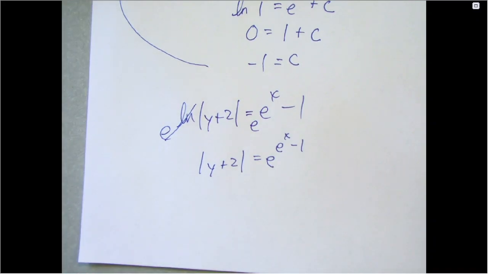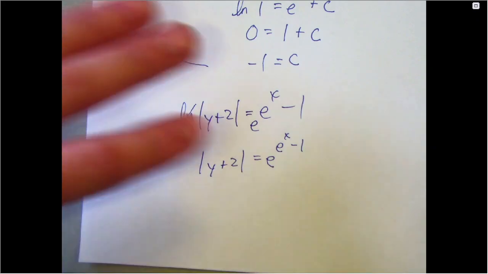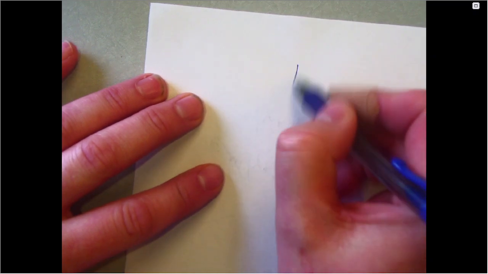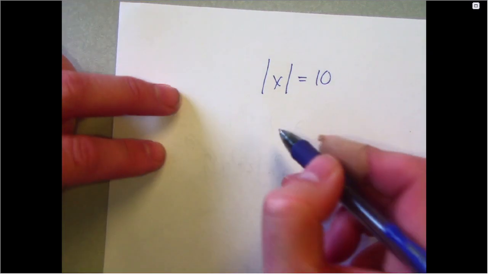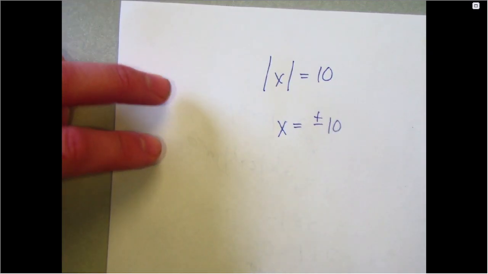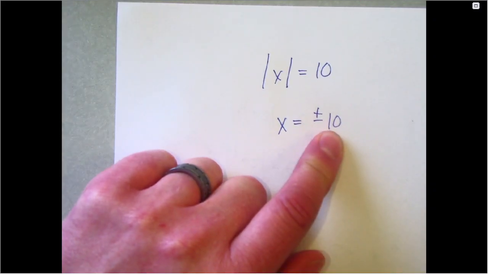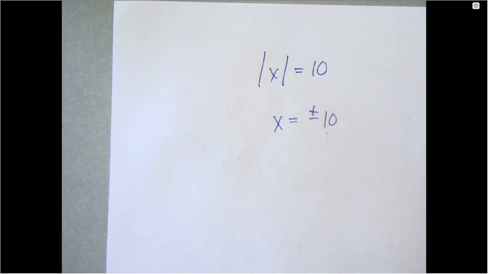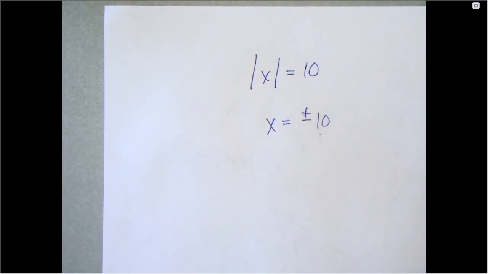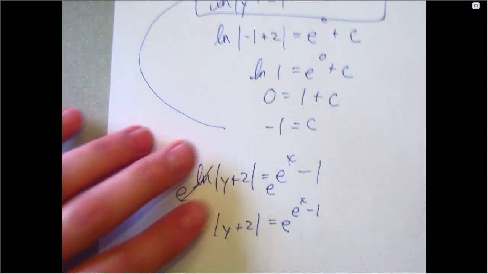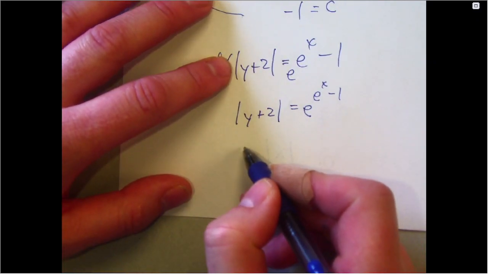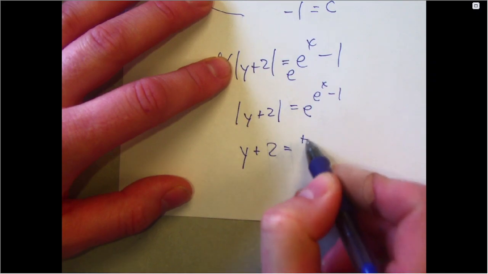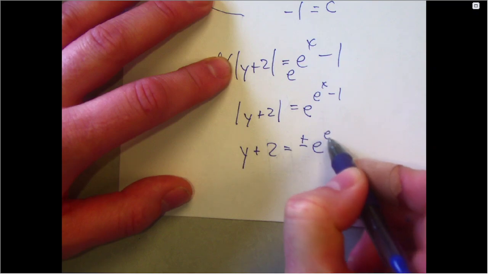This is another spot where you have 2 possible answers. It might have been a while since you guys looked at this, but if I give you the absolute value of x equals 10, how many answers are there? There's 2, right? Isn't this the same as saying x has to equal plus or minus 10? Because either one of those that you plug in, the absolute value is going to be 10. So just like the square root, there's the positive and negative possibility. When you have this absolute value, there's the positive and negative possibility also. So we're going to have y plus 2 equals plus or minus e to the power of e to the x minus 1.